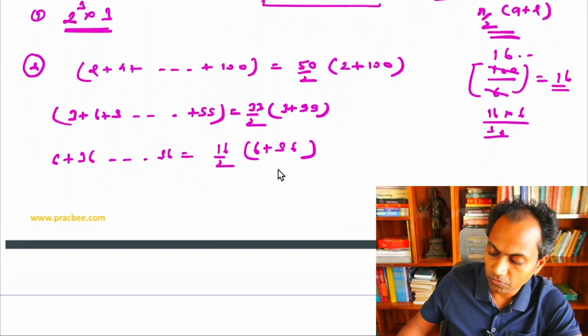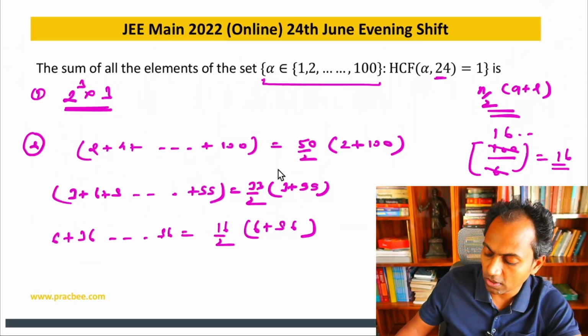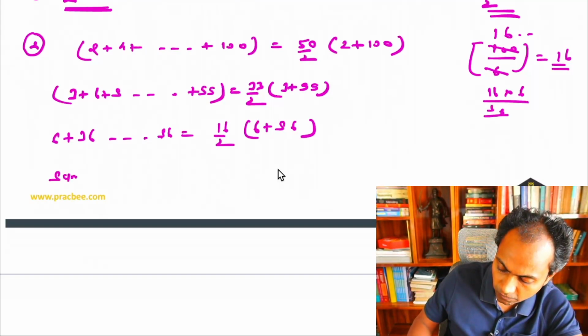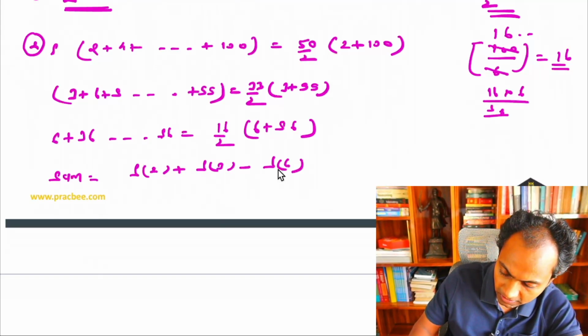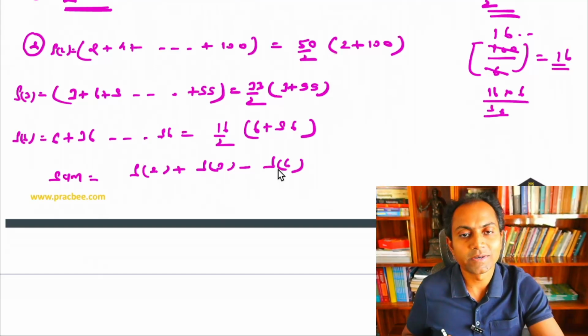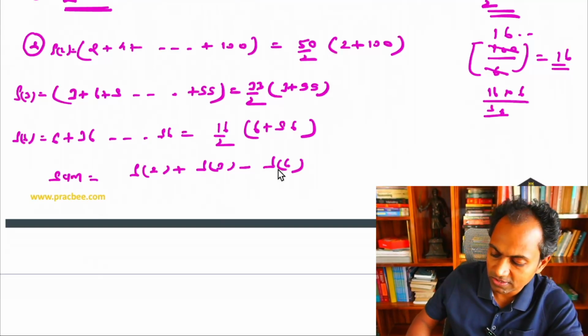Now if I want to find the sum of numbers whose GCD is not 1, then in that scenario the sum will be the sum of numbers having a multiple of 2, plus the sum of numbers having a multiple of 3, minus the sum of numbers having a multiple of 6. This was S of 2, this was S of 3, and this is S of 6. It is like the number of elements in A plus the number of elements in B minus the number of elements in A intersection B.